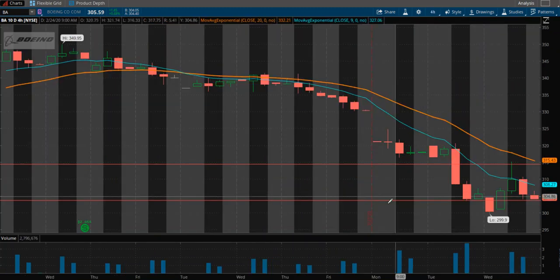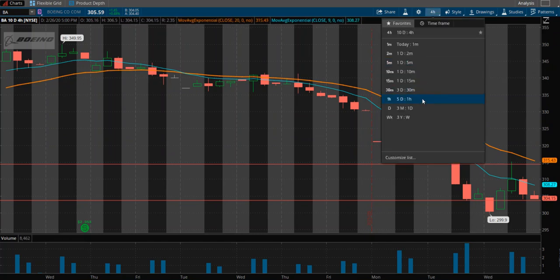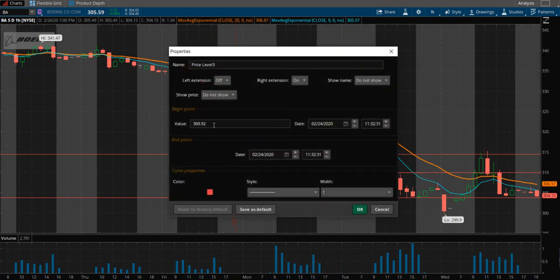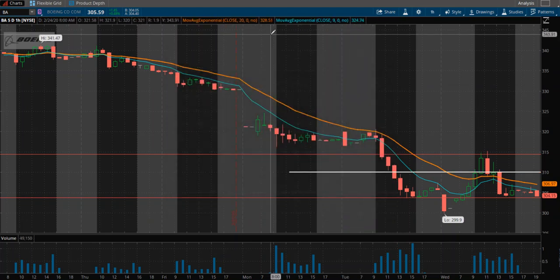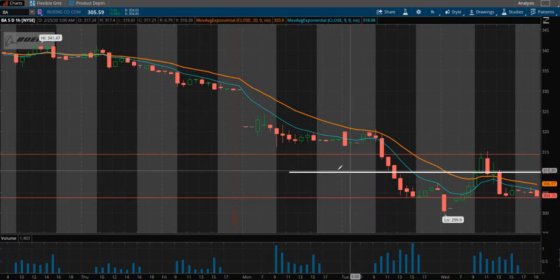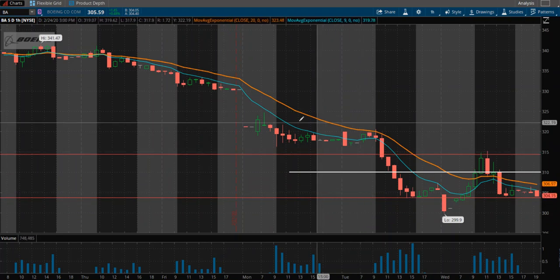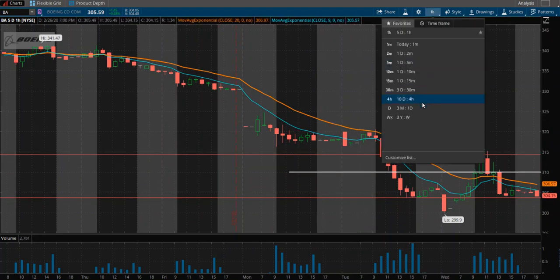Let's drill down to a 4-hourly chart, and let's do an hourly chart. Also, let's mark 310 so that visually we can see where that price level is for Boeing, where Annie wanted the price to go above and look for a failure. So 310, this white line represents 310. I just want to show you something.